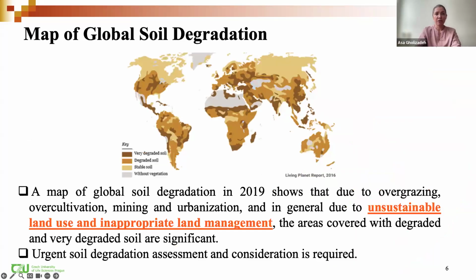A map of global soil degradation, prepared in 2019, shows that due to overgrazing, overcultivation, mining, and urbanization, and in general because of unsuitable land use and inappropriate land management, the areas covered with degraded and very degraded soil are very significant all around the world. Therefore, an urgent soil degradation assessment and consideration is needed.